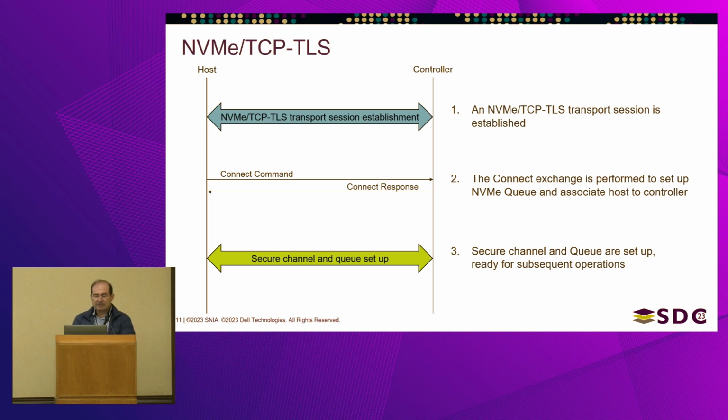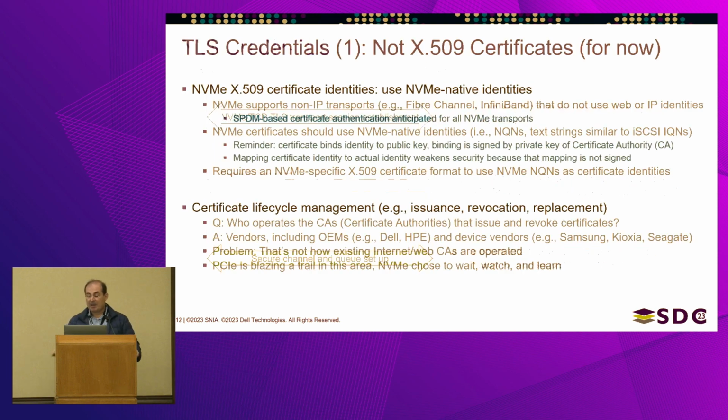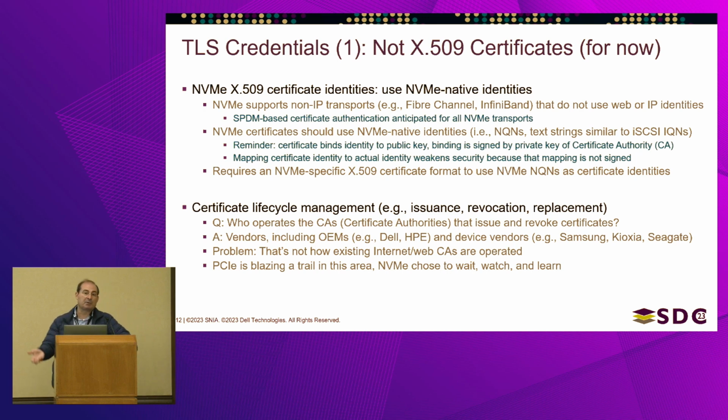However, how do you set up a TLS channel for NVMe TCP? On the web, whenever you are connecting to your bank, things are based on certificates. We use X509 certificates that are defined in the web world for IP and web-based IP identities. As an example, when you connect to your bank, the certificate that the bank provides to your browser will authenticate the DNS name of the bank that you are connected to.